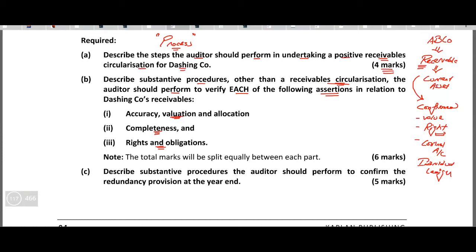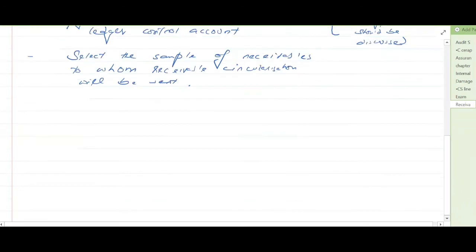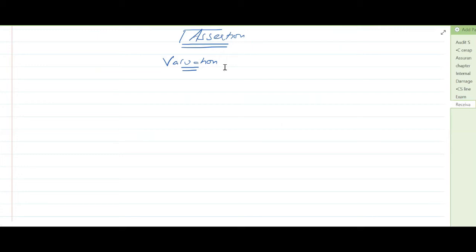Now, first of all, we'll be writing the procedures related to the valuations. Now, the first assertion according to which we are going to make the procedure is valuation. Now again, you need to write the procedures which ensures that receivable have been recorded at the correct value. Now there are many ways to confirm that thing. I have already told you. There's a balance recorded in the statement of financial position, right? This is the balance which is recorded in the current assets.